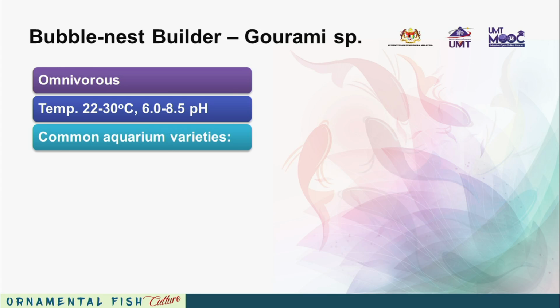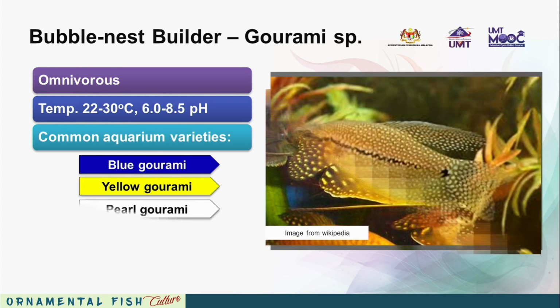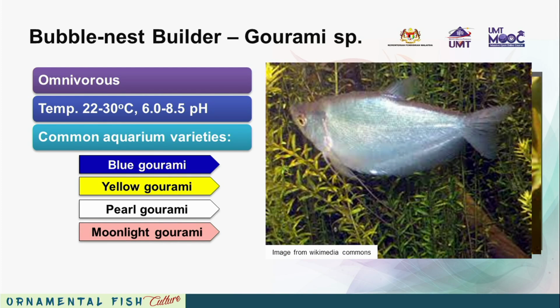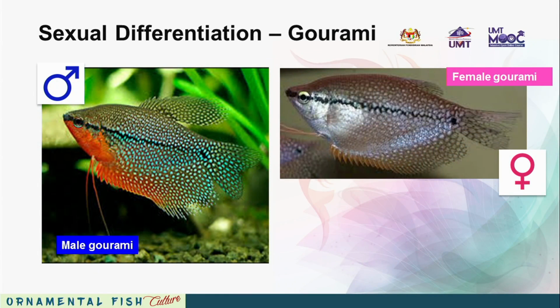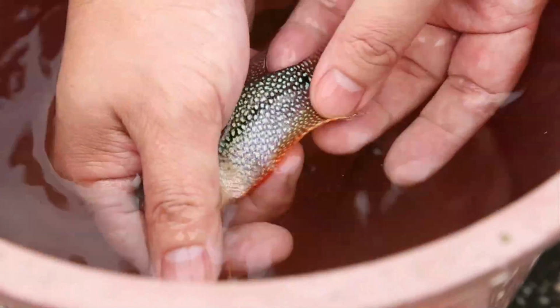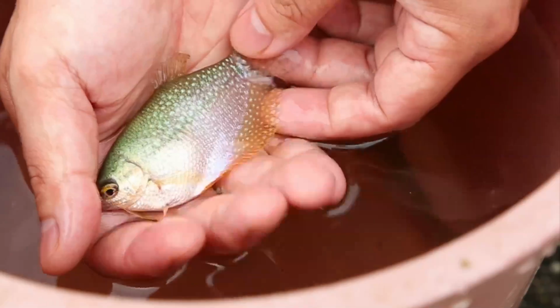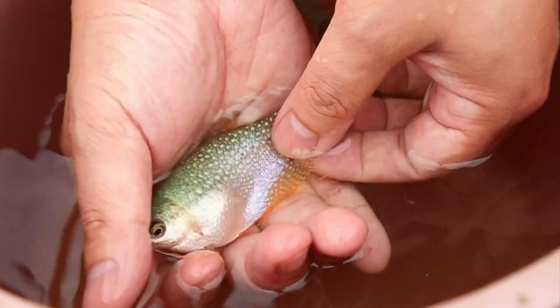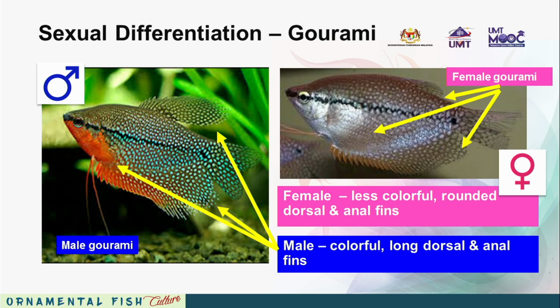There are a few popular Gourami varieties available in the market, which are blue, yellow, pearl, moonlight, and also the dwarf Gourami. For sexual identification, it's the same for all the varieties. Male fish are more colorful with long dorsal and anal fins, while the females are less colorful with rounded abdomens and shorter dorsal and anal fins.